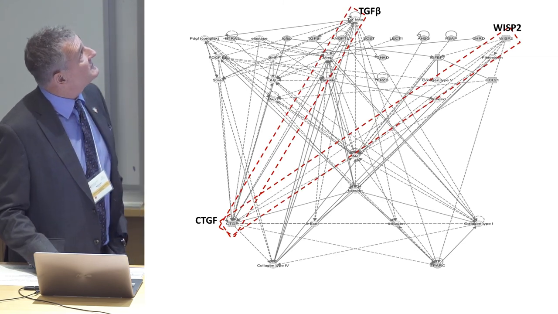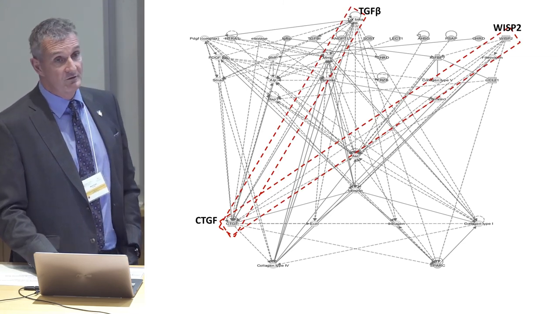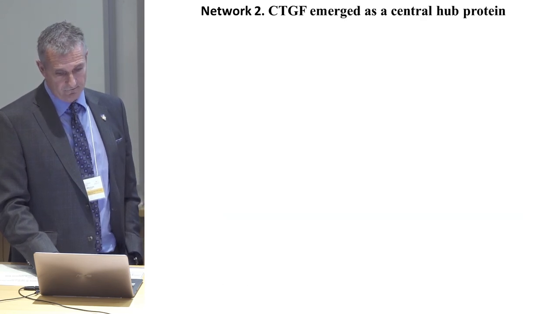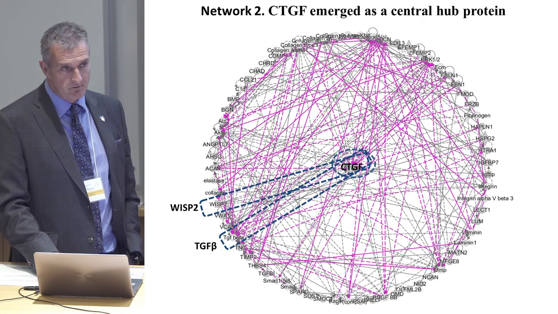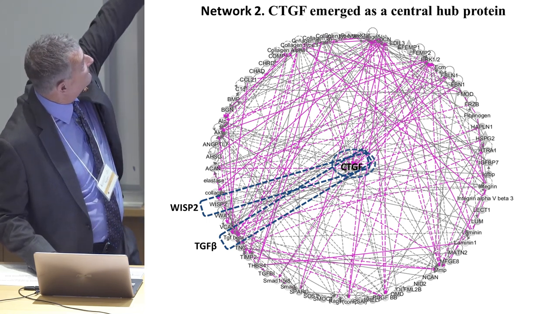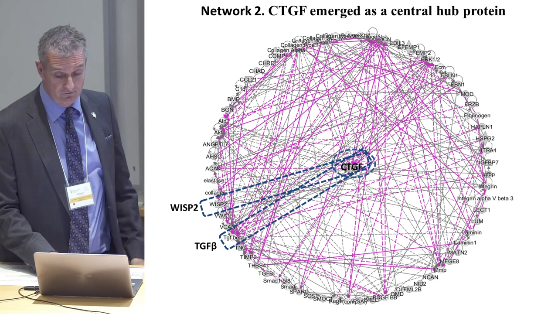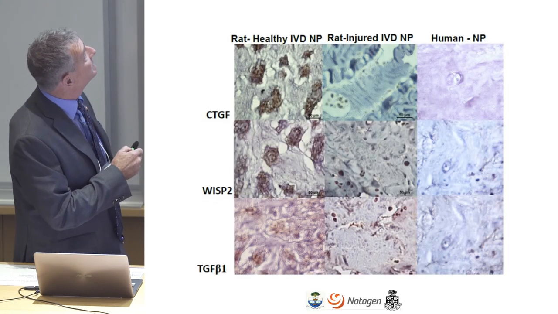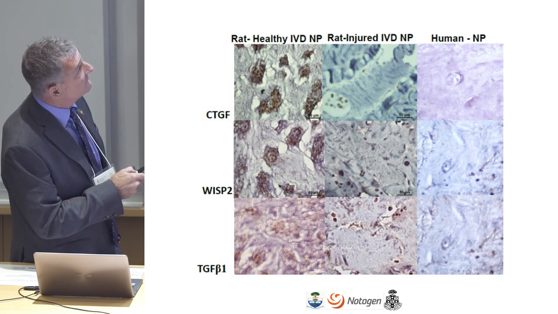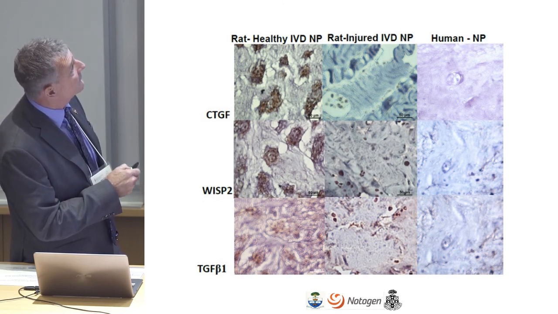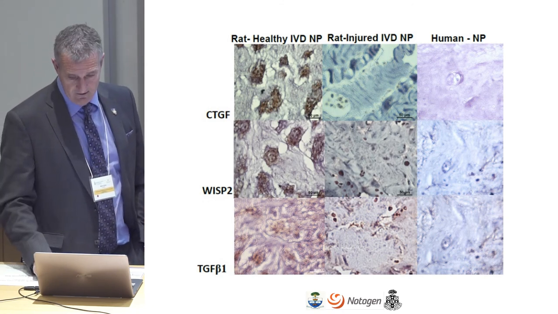What it means is CTGF, TGF-beta-1, and WISP-2 are three important proteins involved with this. And we found out through other complicated analyses that these molecules have very serious and important interplay. And so we looked into human degenerative discs, and these molecules are undetectable in degenerative human discs. They're abundantly present in a healthy rat. After we injure it, they're gone. Same thing in the dogs.